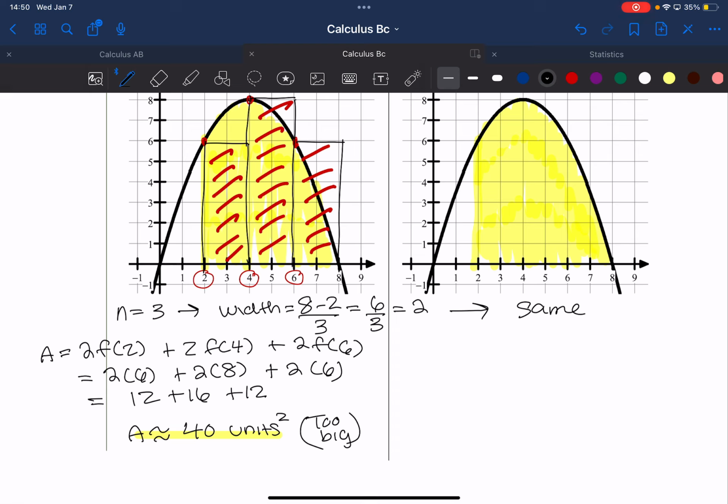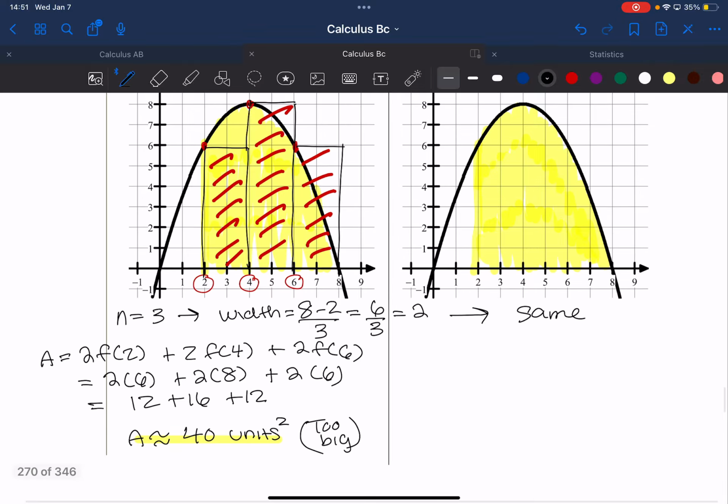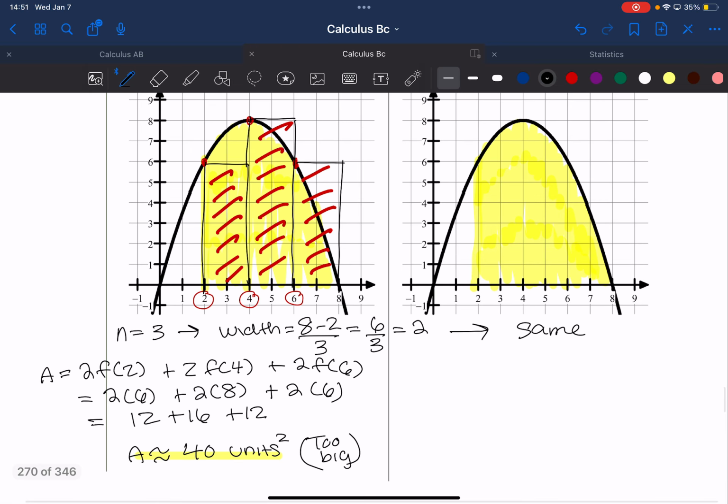Okay, so using a left Riemann sum on this, we're making the assumption that this approximation for the area is too big. So what would be our guesses for using a right Riemann sum? Our approximation is probably going to be too small. Any questions on the left?